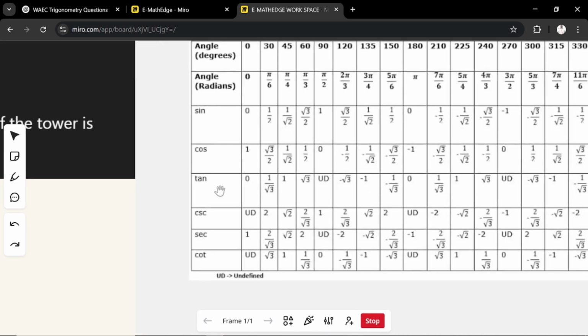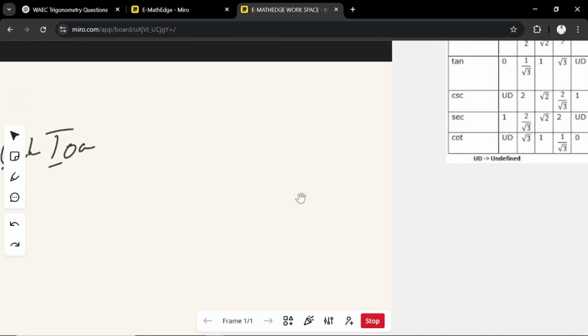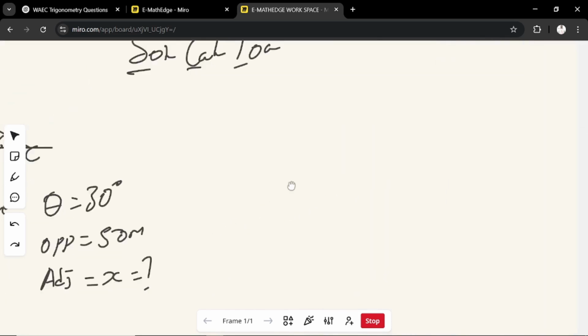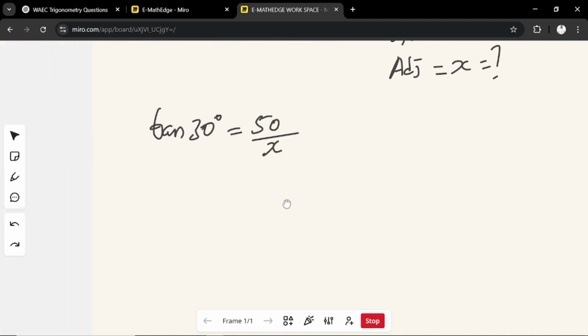Tan 30. So this is the tan row, and we have the angles in degrees at the top. If you check under the column of 30 degrees at the tan row, we have 1 over root 3. So tan 30 degrees is 1 over root 3. You can use this value or possibly use your calculator. Let's go ahead and use this value to see what we obtain before we come back to using our calculator.